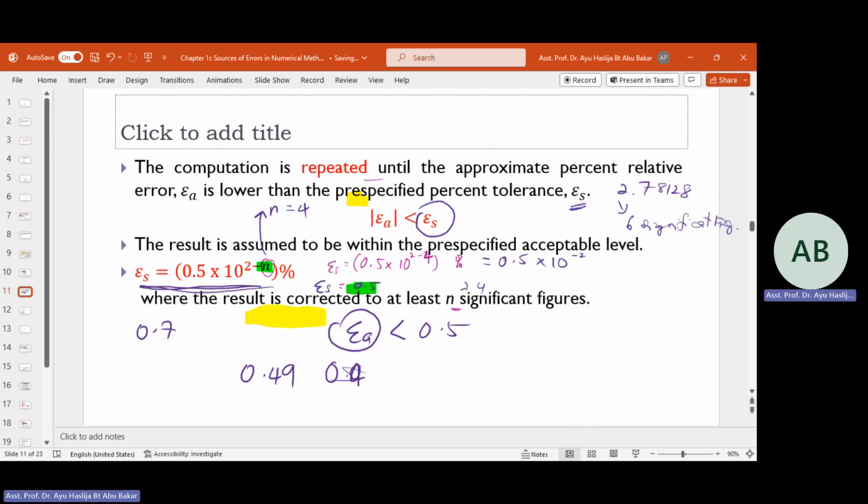Okay, this one is an intro first. Later, when you do the exercise, then you can understand further. Again, the ES is based on this equation and on the significant figures. Sometimes the question gives you the significant figures, then you calculate the ES. Sometimes the question directly gives you the ES value.